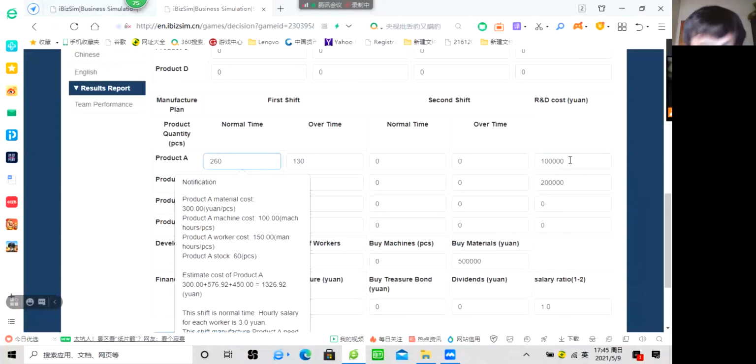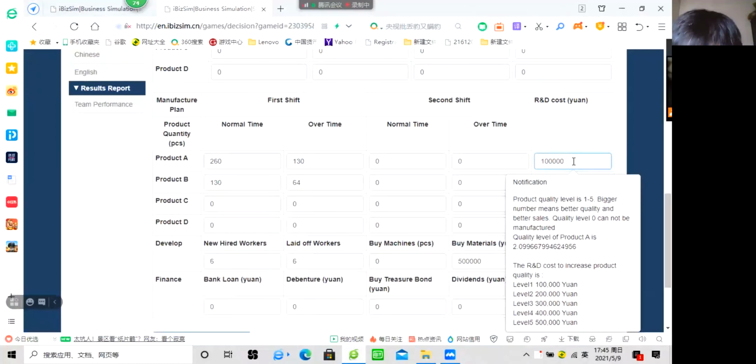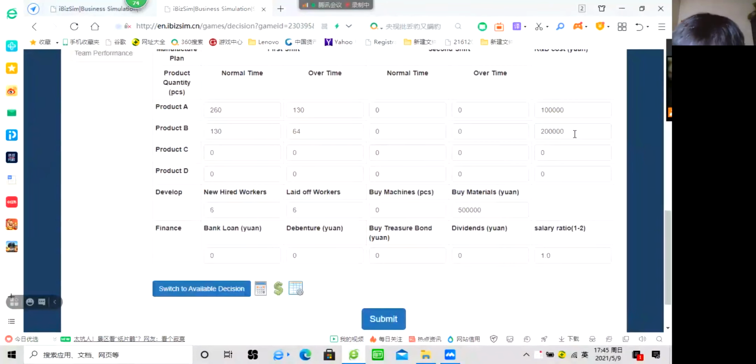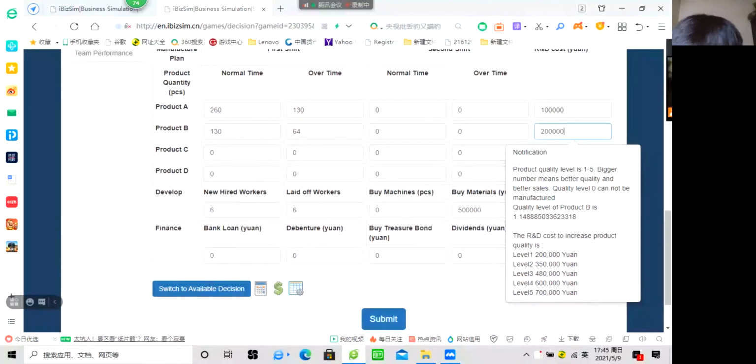So in our previous condition, we have put 100,000 already. And for product B, we have put the money there, so product B can be produced. You can see level 1 for our product B, you just need to put 200,000 there.